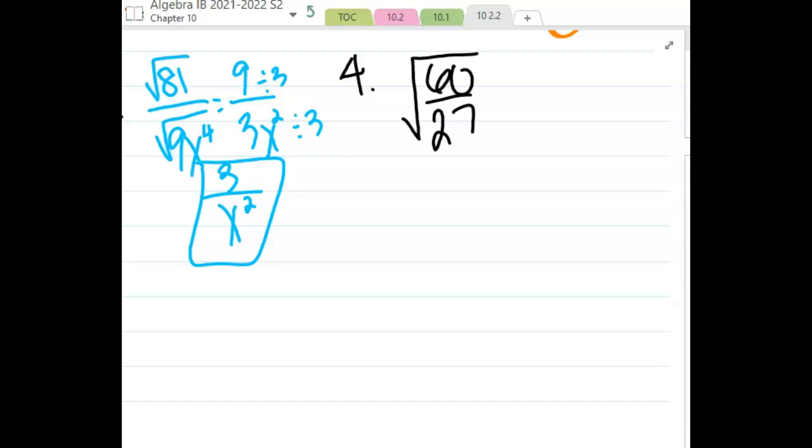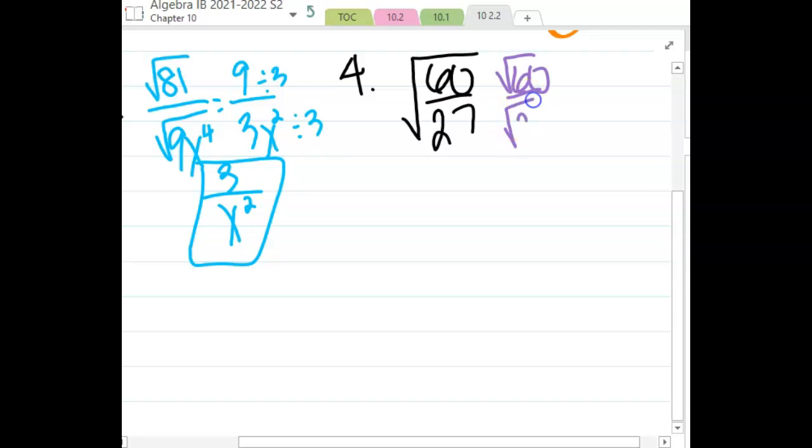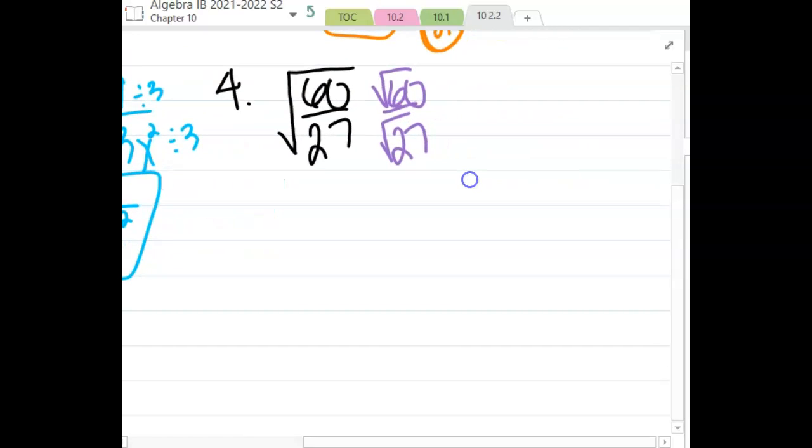Okay, once again, what I'm going to do first, let's get rid of the fraction under the radical. So we've got the square root of 60 over the square root of 27. Remember, we always want to be on the lookout for perfect squares. Are either one of these perfect squares? No. This is kind of where you could go two different paths.